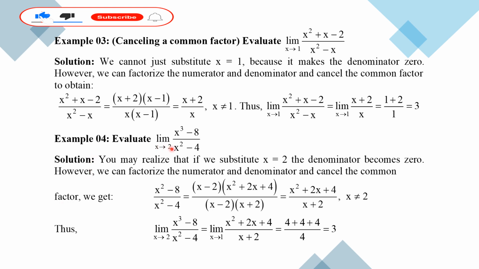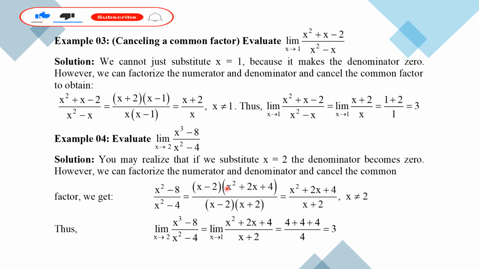Now another example: the limit as x tends to 2 of x cube minus 8 over x square minus 4. By applying direct substitution, we will have a 0 upon 0 form, so the denominator is 0. However, we can factorize the numerator and denominator and cancel the common factor. Here it is x cube, so you understand that it is x cube, not x square; I have written it by mistake.